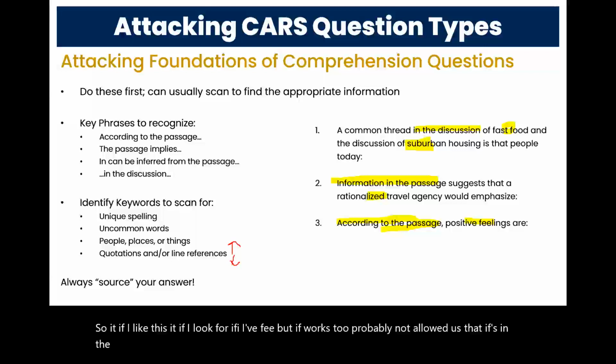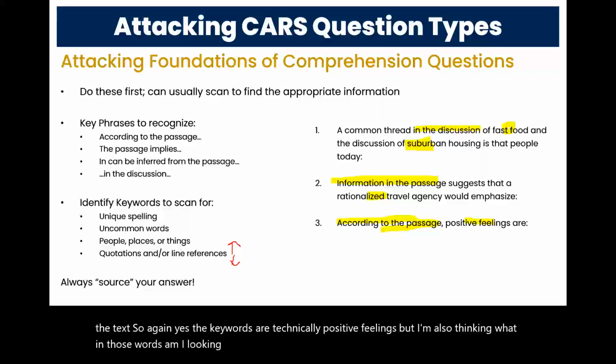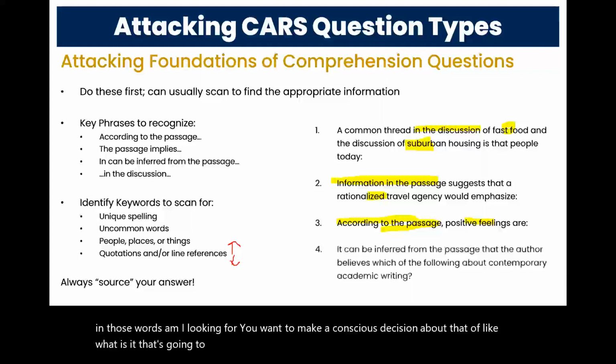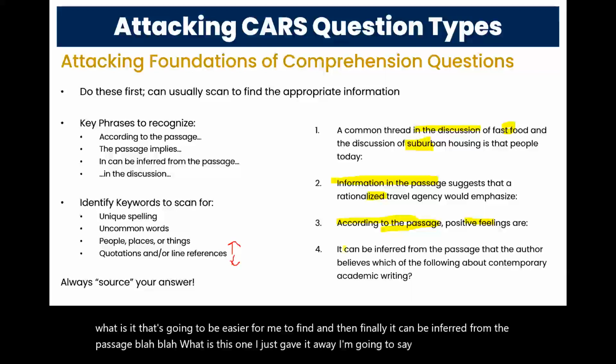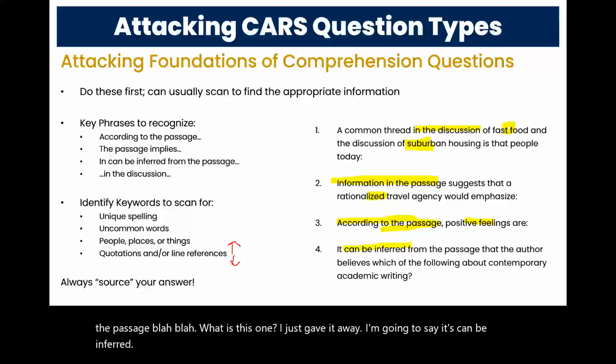So again, yes, the keywords are technically positive feelings, but I'm also thinking, what in those words am I looking for? You want to make a conscious decision about that, of like, what is it that's going to be easiest for me to find? And then finally, it can be inferred from the passage, blah, blah, blah. What is this one? I just gave it away. I'm going to say it can be inferred. What are my keywords?